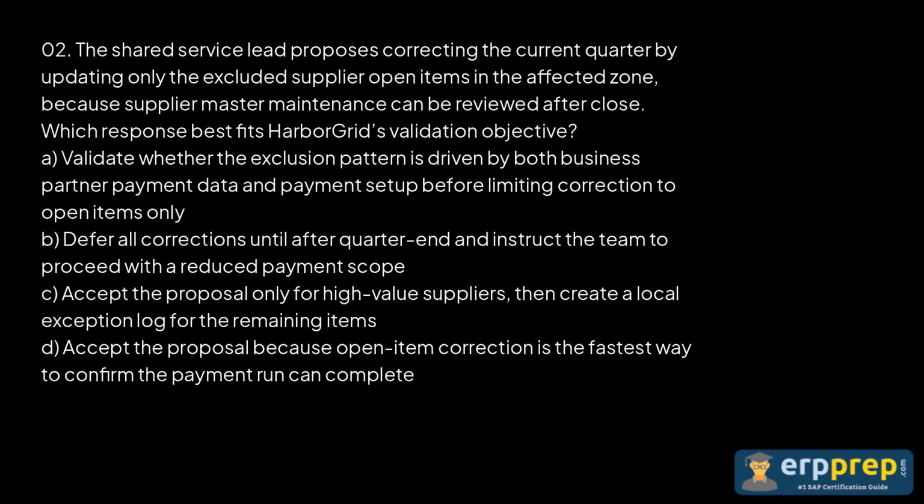B. Defer all corrections until after quarter end and instruct the team to proceed with a reduced payment scope. C. Accept the proposal only for high-value suppliers, then create a local exception log for the remaining items. D. Accept the proposal because open item correction is the fastest way to confirm the payment run can complete.